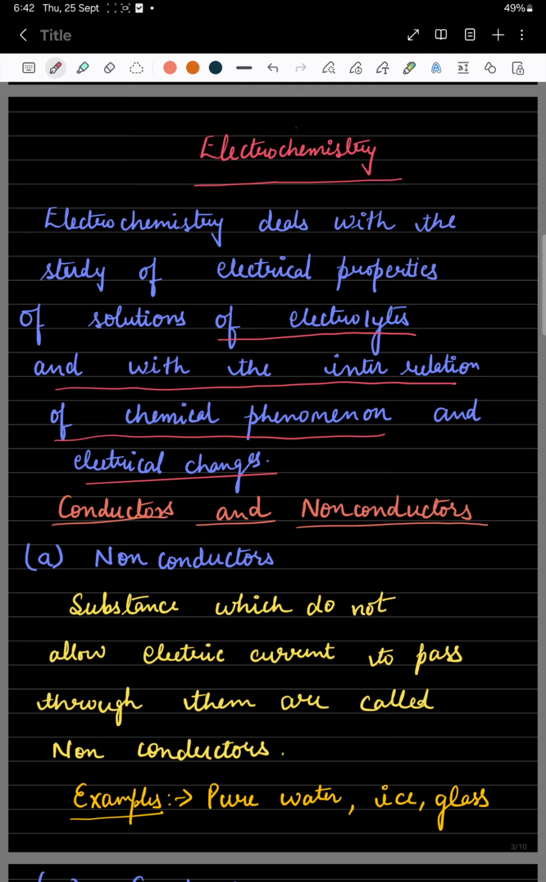In the electrochemistry chapter, firstly we need to understand the meaning of electrochemistry. With the name, we can easily understand there is an interrelation between electricity and chemical species. Electro means electricity, chemistry means chemical species are involved here. So we can easily understand that there is an interrelation between these two things. Now, electrochemistry deals with the study of electrical properties of solution of electrolytes.